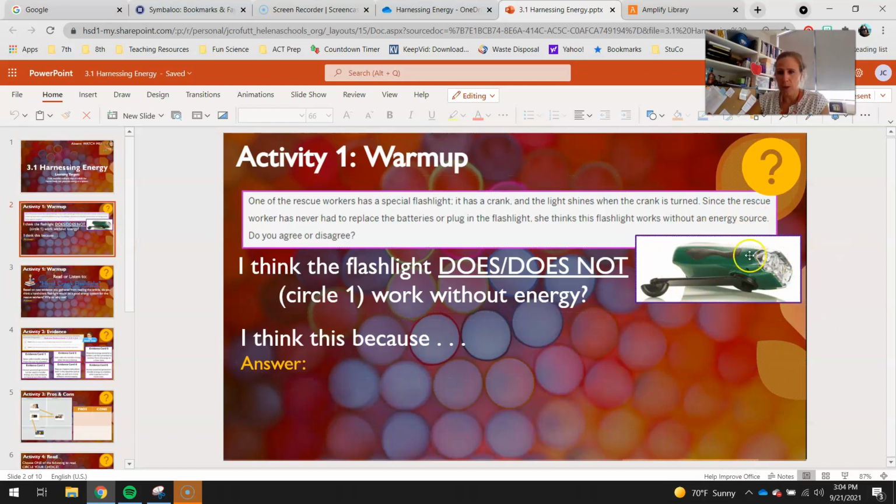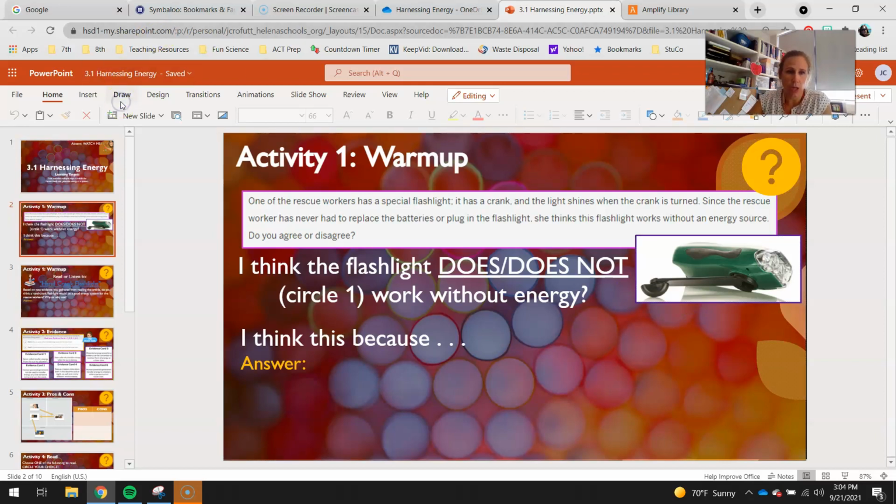This is the first one, and one that we've talked about a little bit is this hand crank flashlight. One of the rescue workers has a special flashlight. It has a crank, and the light shines when the crank is turned. Since the rescue worker has never had to replace the batteries or plug in the flashlight, she thinks this flashlight works without an energy source. Do you agree or disagree?